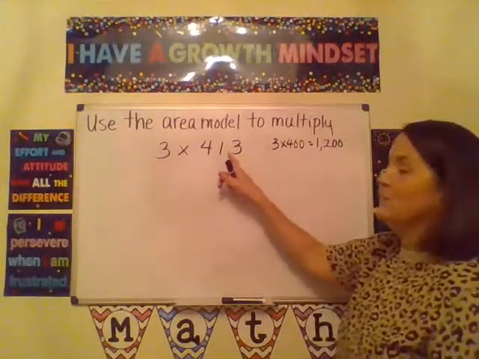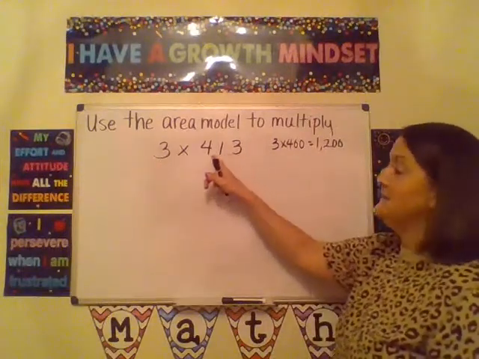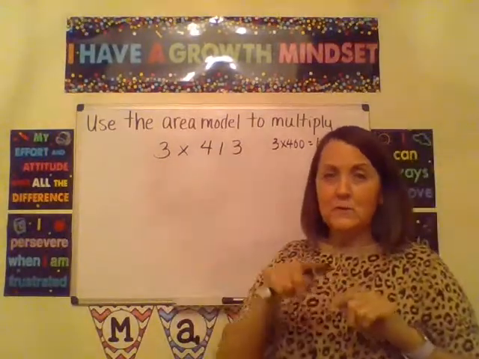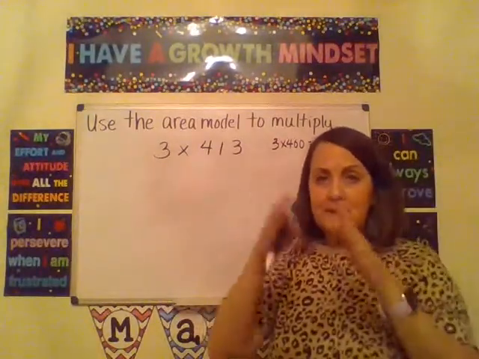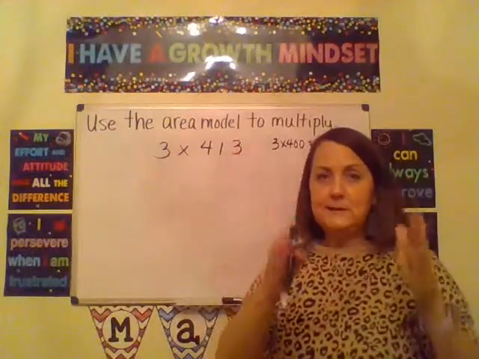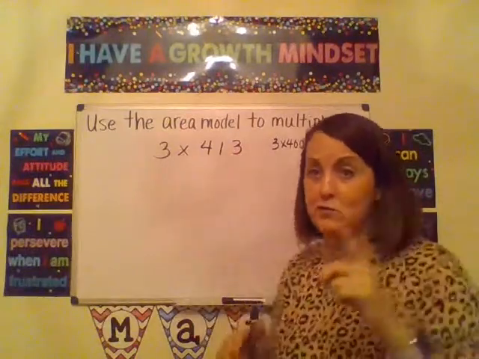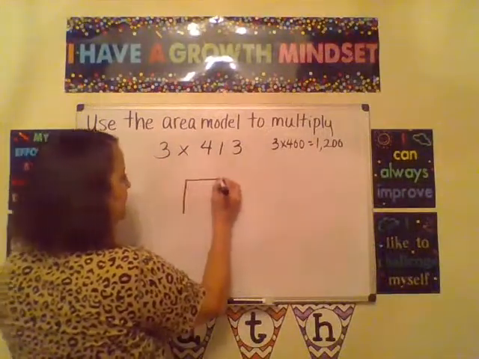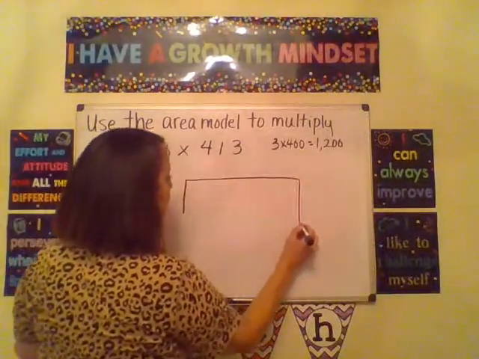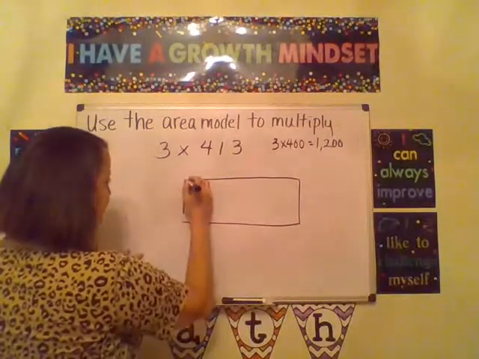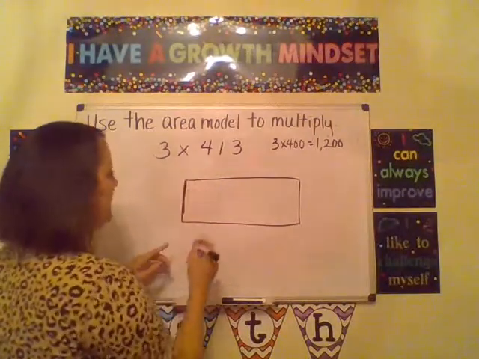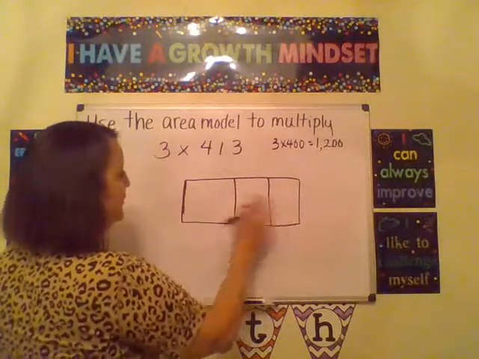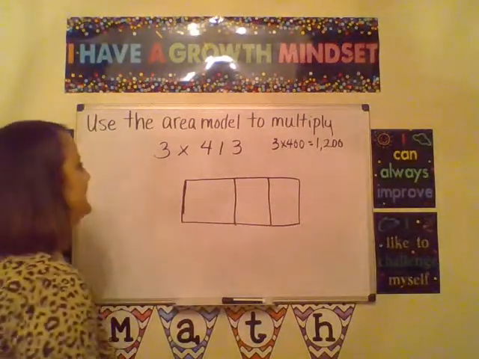So because we have a 3-digit factor, we have ones, tens, hundreds, our area model that we're going to draw is going to have 3 sections. It's going to have hundreds, tens, and ones. So let's draw that first. And again, draw it nice and big because we have to be able to write our equation inside. All right, we're going to do our hundreds, tens, and our ones place.